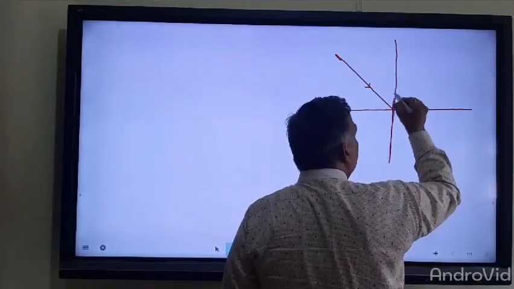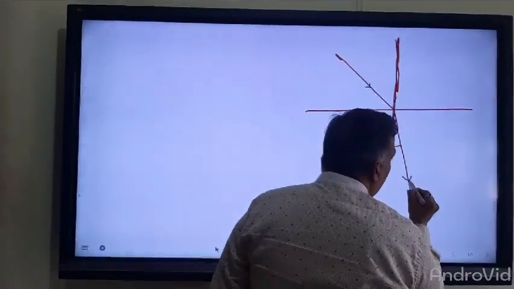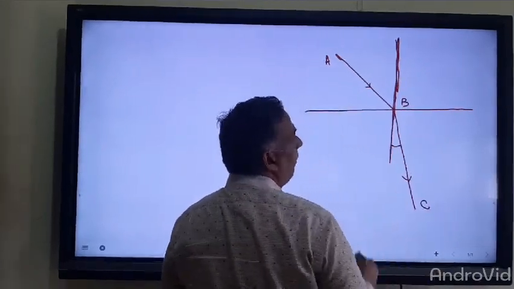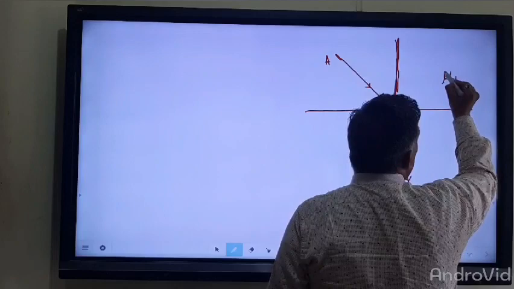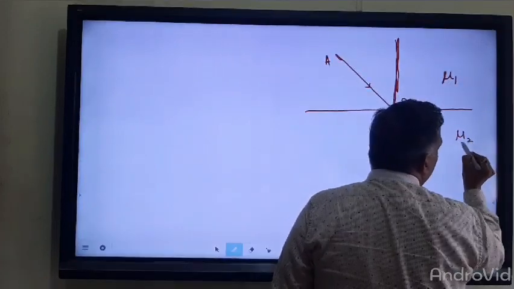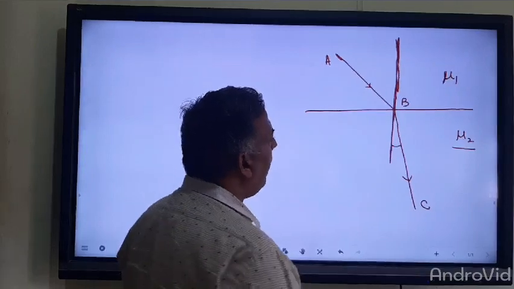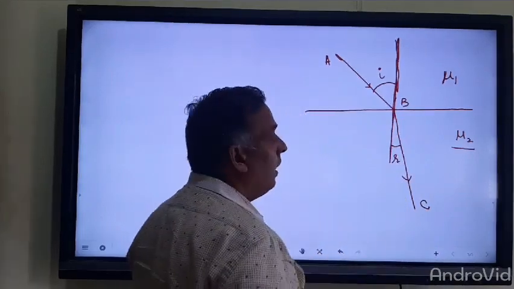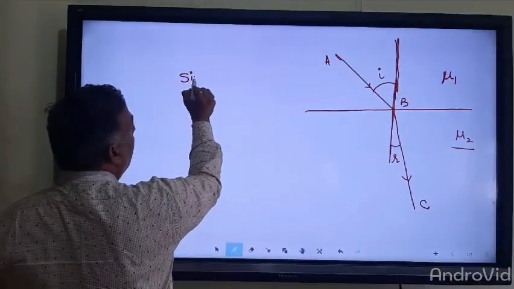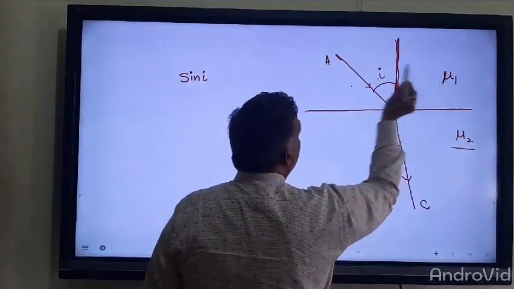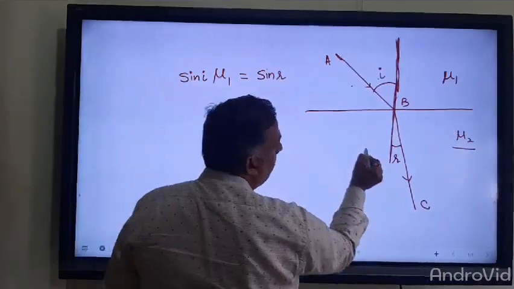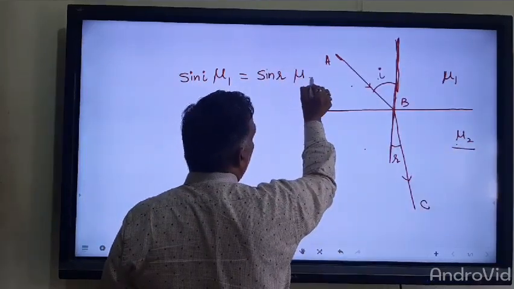ray of light that's coming, that's striking on the surface, and this was a refracted ray. And this incident ray was AB, and BC is the refracted ray, and this mu1 is the refractive index in medium 1 and mu2 is the refractive index in medium 2. And this is the incident angle and this is the refracted angle. If I say this sine i into refractive index of that medium, sine r into refractive index of that medium.